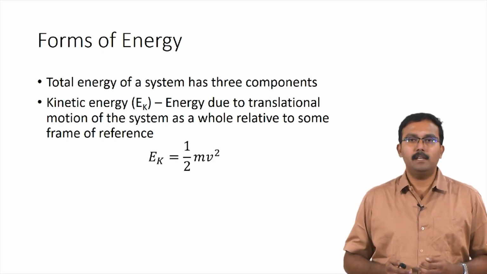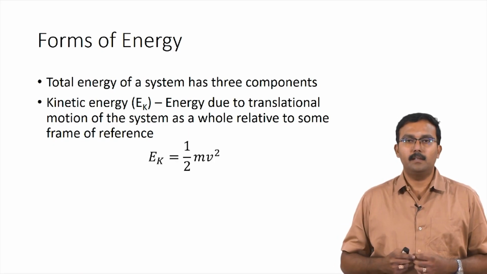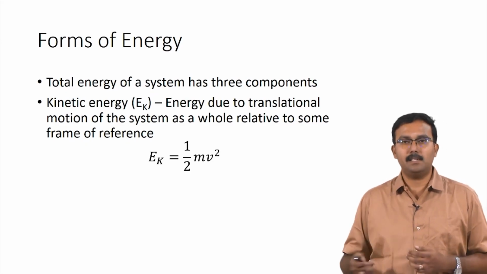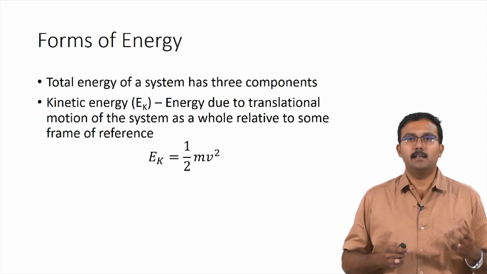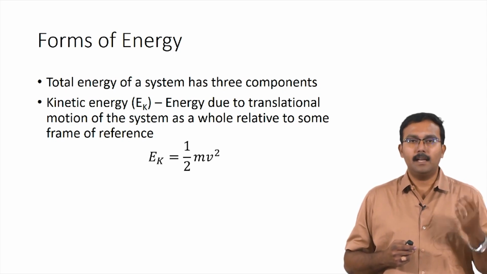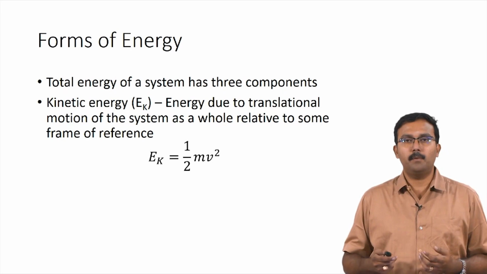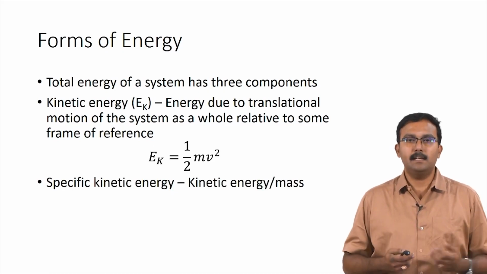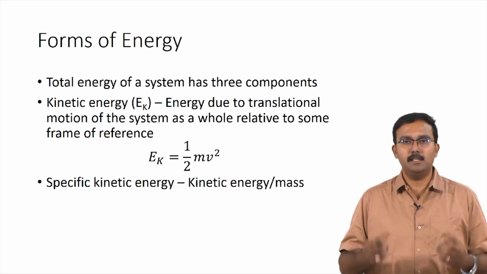This can be calculated as half mv squared, where m is the mass of the system and v is the velocity at which it is travelling. You can convert this term, which is an extensive property, into an intensive property by calling it specific kinetic energy, by dividing this kinetic energy value by the mass of the system.